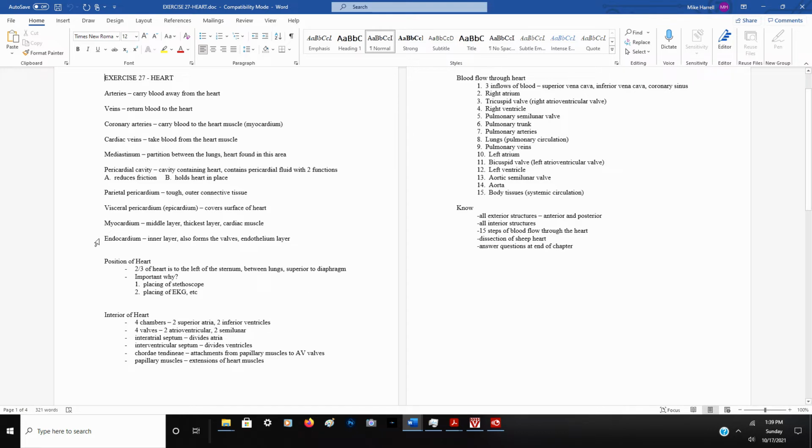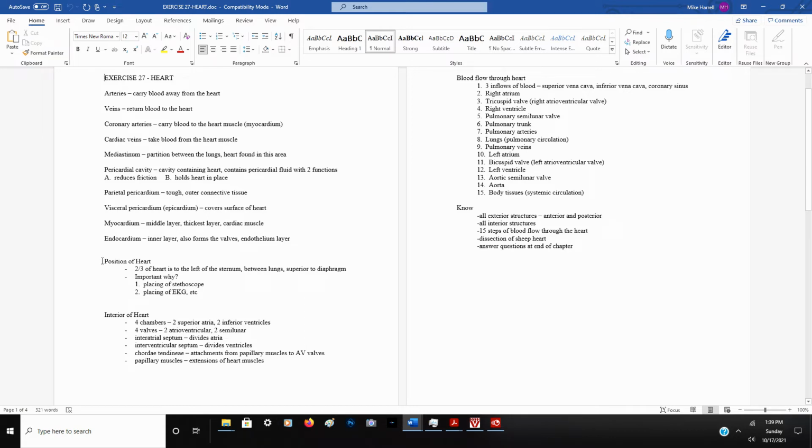Then there's the endocardium. Endo is always an inner layer of something. So this endocardium is a very smooth inner layer of epithelial cells. It's good for it to be smooth because the blood will flow easier. The easier the blood flows, the less workload there is on your heart, and we always want that.